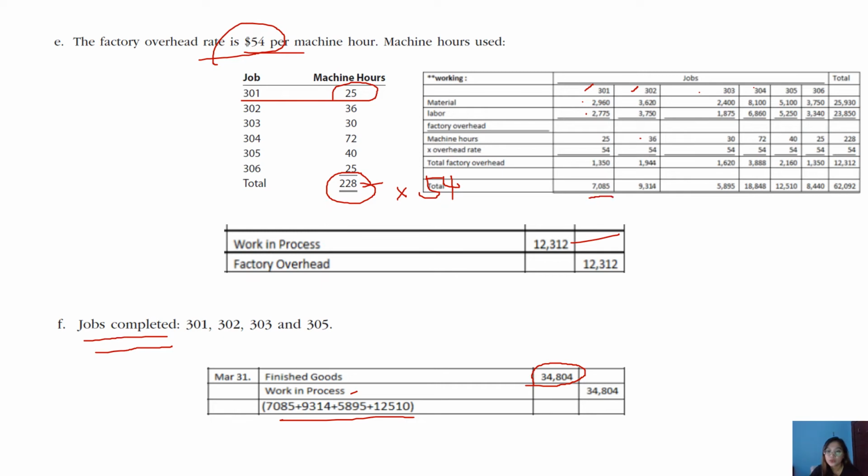For 302, 9,314, and so on. So since jobs 301, 302, 303, and 305 are already completed, we get the total for the job 301, the 302, the 303, and the 305. So that would total to 34,804.